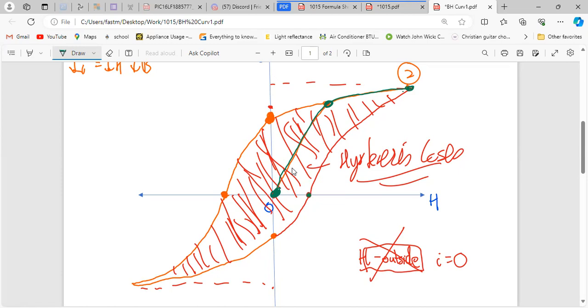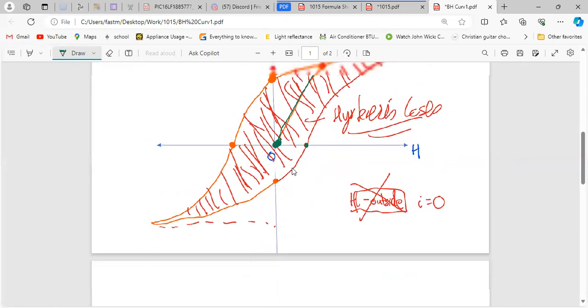Why? Because the core understanding is that when you remove the current, or remove the external magnetic field, the material will maintain some level of magnetization. Why? Because some of the dipoles will still be aligned. Once you have a set of dipoles in the same direction, you have magnetization. That's how a magnet works.